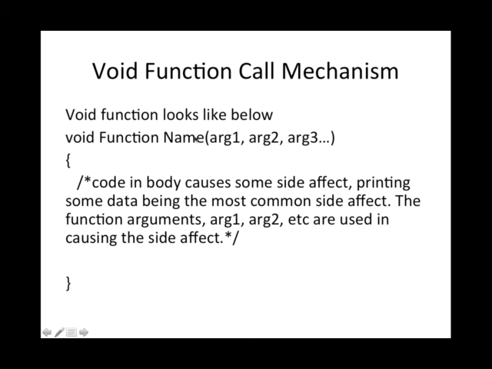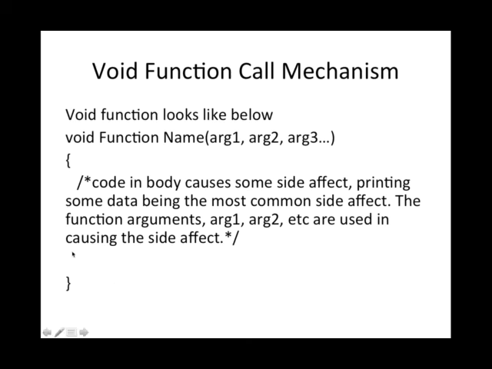The void function looks like this. The keyword void, function name, and then the argument list. And the code in the body causes some side effect. Printing some data is the most common side effect. The function arguments arg1, arg2, etc. are used in causing the side effect. At the very least, they should be used. A function should not be passed useless parameters that have no real purpose. Okay, that's a very important thing. That's a design rule, more or less.